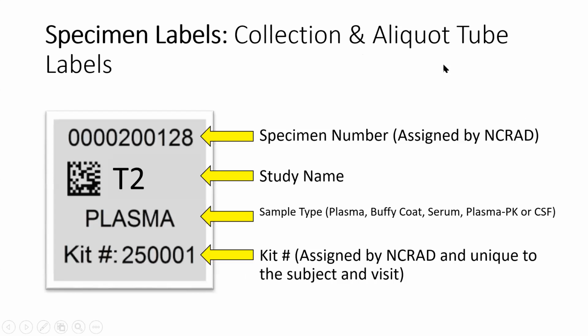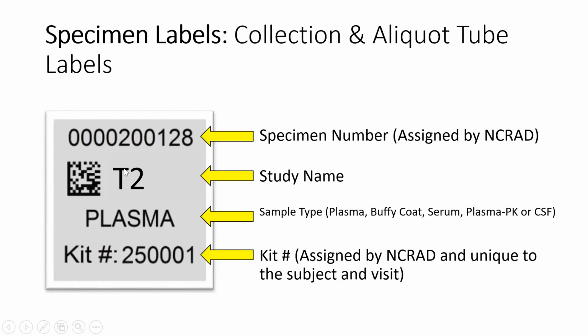And finally, our collection and aliquot tube label. This label is the busiest of them all. It has the specimen number at the top. This number is unique across all the different samples that you'll be sending to us. No two will have the same number at the top.